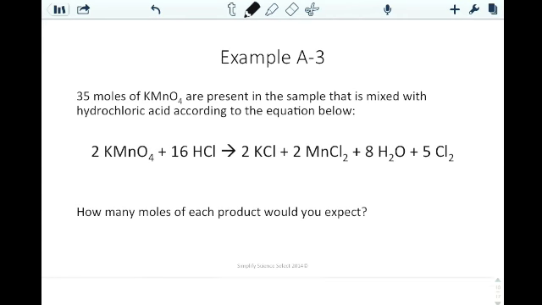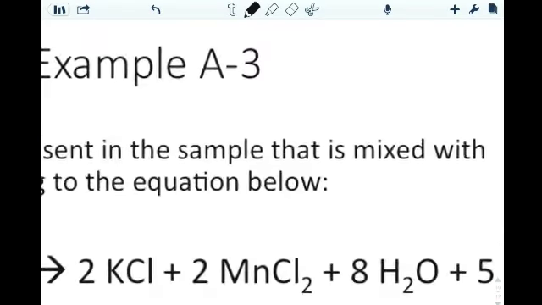It says 35 moles of potassium permanganate are present in a sample that is mixed with hydrochloric acid according to the equation below. So this is potassium permanganate, and we have 35 moles of it. And it wants to know how many moles of each product would you expect. So in working this out, we always start with the number that it gives us in the problem. So we have our 35 moles of potassium permanganate.